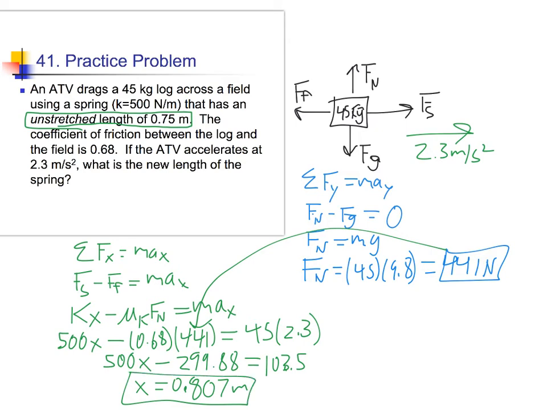To finish this and solve for the new length, I'm just going to say that length, which I'll call L, is 0.75, my unstretched length, plus the amount it's stretched, 0.807, and so I get a new length here of 1.557 meters.